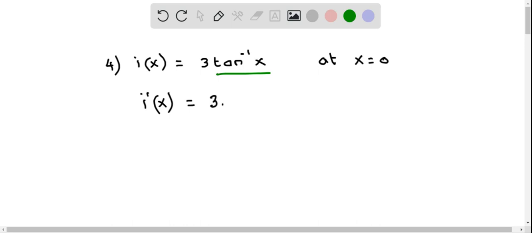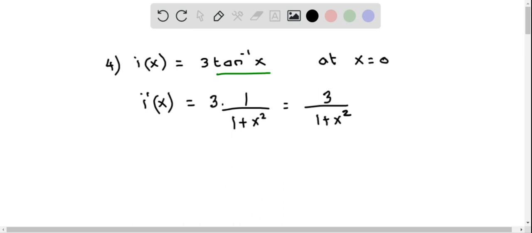So according to the standard derivative formula, the derivative of tan inverse of x is 1 over 1 plus x squared. So basically this becomes 3 divided by 1 plus x squared, and this is the expression for the derivative of I of x.